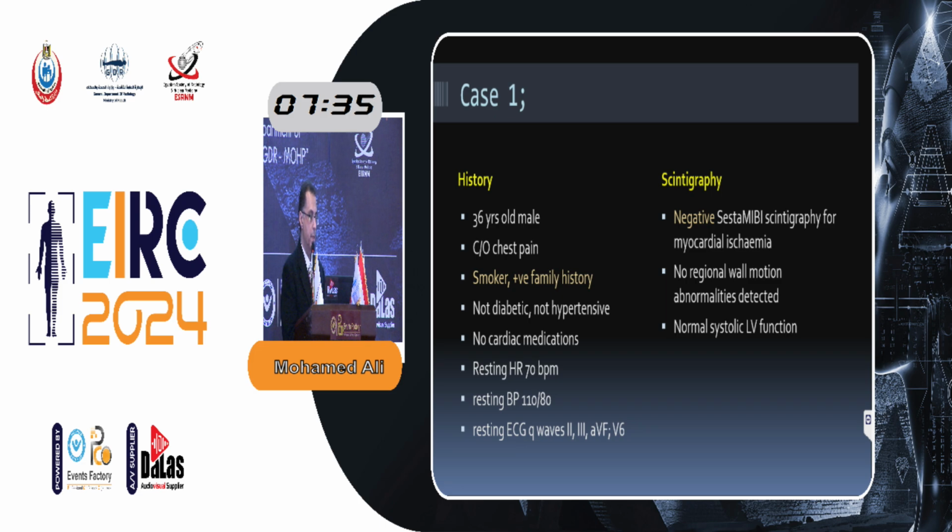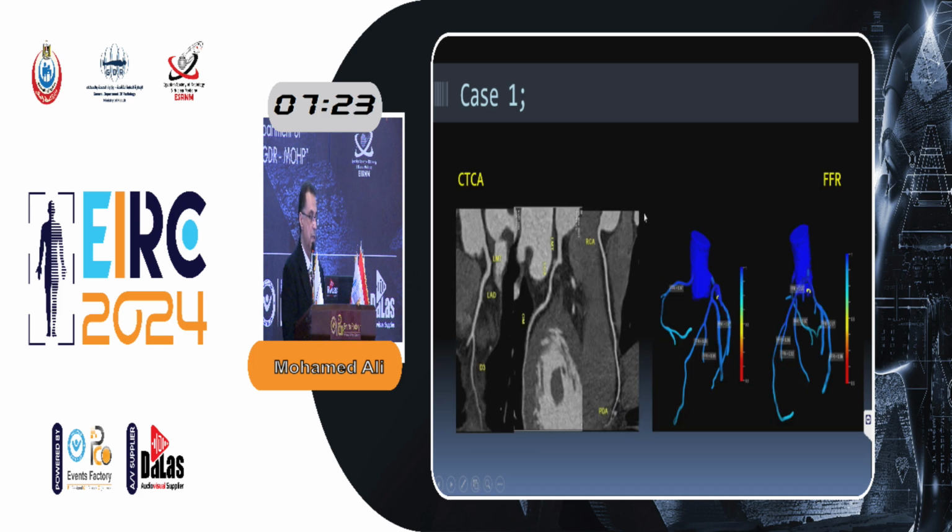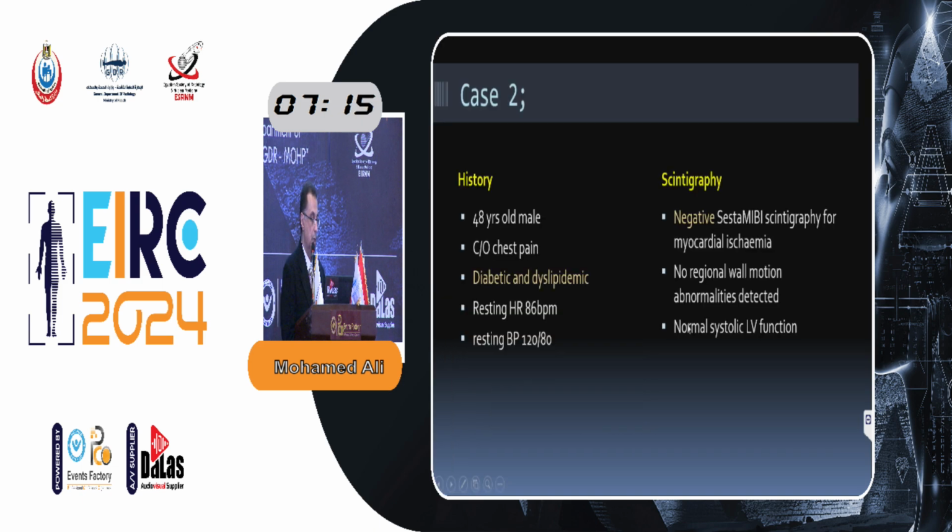I will show some representative cases performed here in Egypt. Case number 1 is a patient who is a smoker with a positive family history. The scintigraphy was negative, and this is the CT angiography study showing perfectly normal coronary arteries, and the FFR was also normal. In the second case, the patient was diabetic and dyslipidemic with negative scintigraphy.